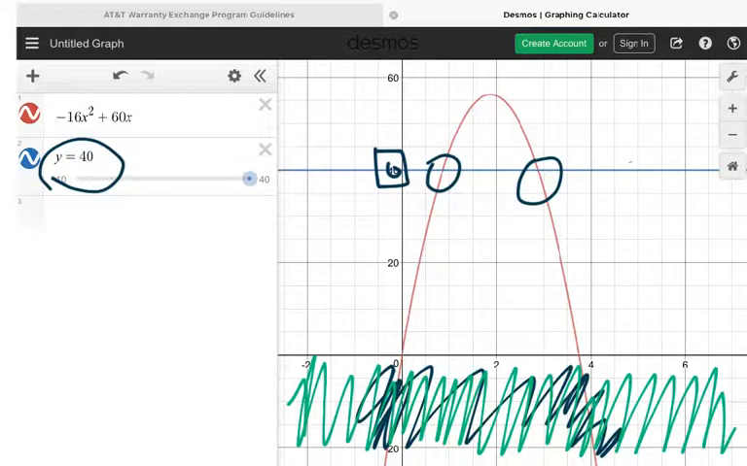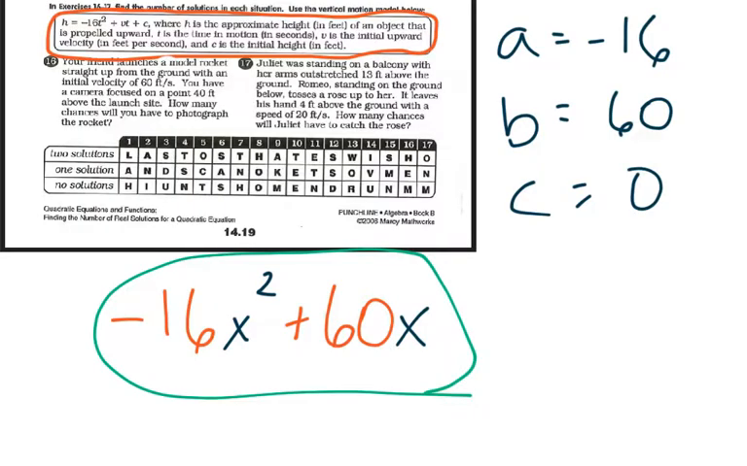But the next one's a little bit different. So let's read the next one. It says, Juliet was standing on a balcony with her arms outstretched 13 feet above the ground. Romeo, standing on the ground below, tosses a rose up to her. It leaves his hand 4 feet above the ground with a speed of 20 feet per second. How many chances will Juliet have to catch the rose?